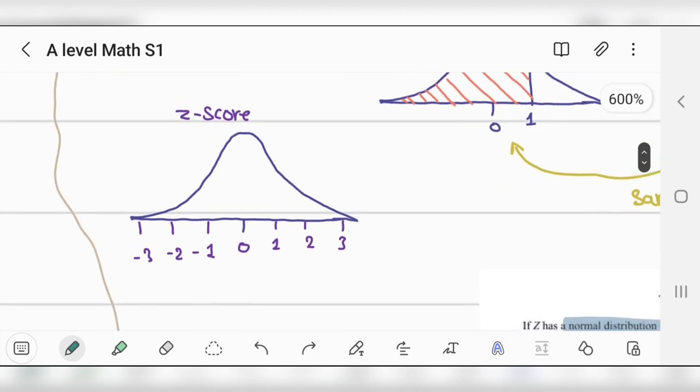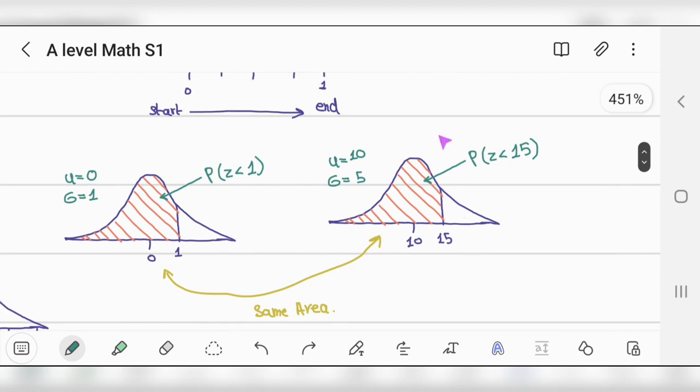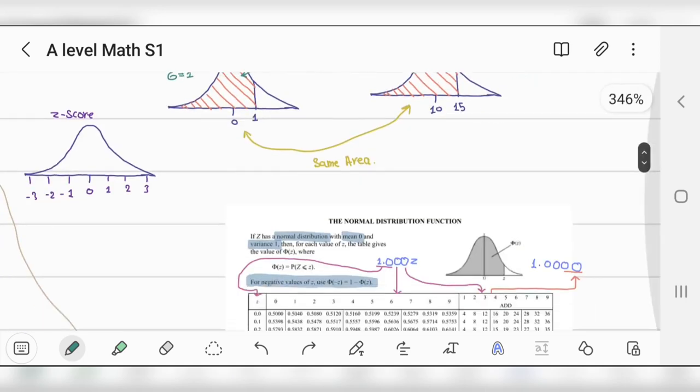The z-score limit is 3 and minus 3, and this is the mean. It's telling us that you have these values, 15 and 10. When you standardize it, it will look something like this, 0 and 1. So these are z-scores and these are just values. You got the mean and you got the 15. Then you just put in a formula to find the z-score. This is the z-score, okay?